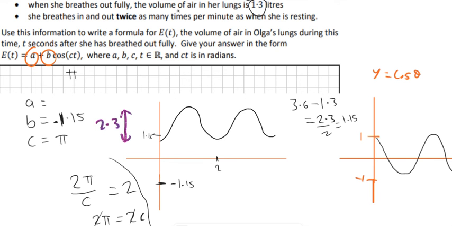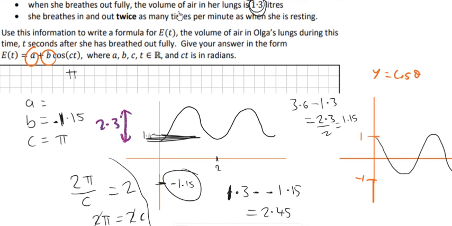So we have to think about how we get from the minimum up to 1.3. What's the difference between 1.3 and minus 1.15? So 1.3 minus 1.15, and that will give us 2.45. So that's how much you have to move it up by to get up to the mid. So that means that a is 2.45. That'll be the first part of the function.